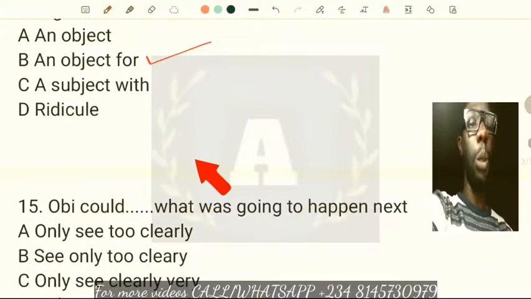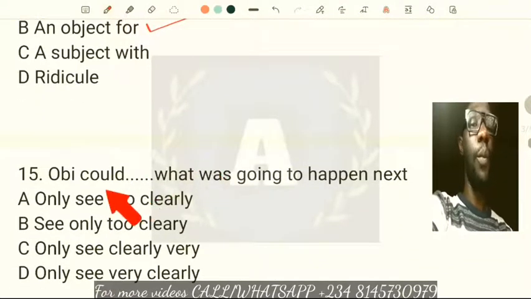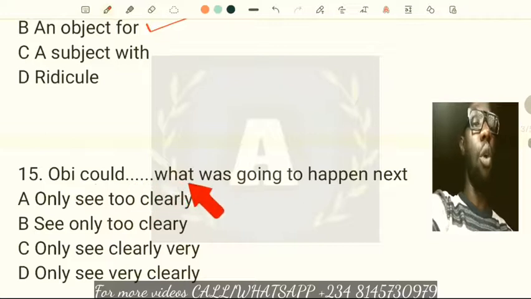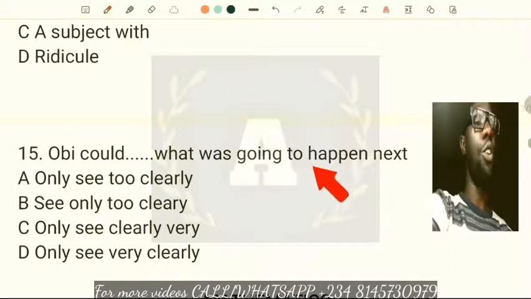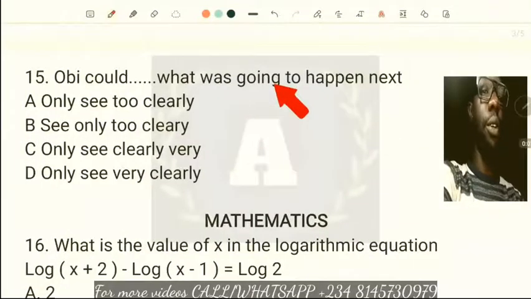Now, the next question here says Obi could dash what was going to happen next. First option, only see too clearly, see only too clearly, only see clearly, only see very clearly. So now the answer is Obi could only see too clearly what was going to happen next.